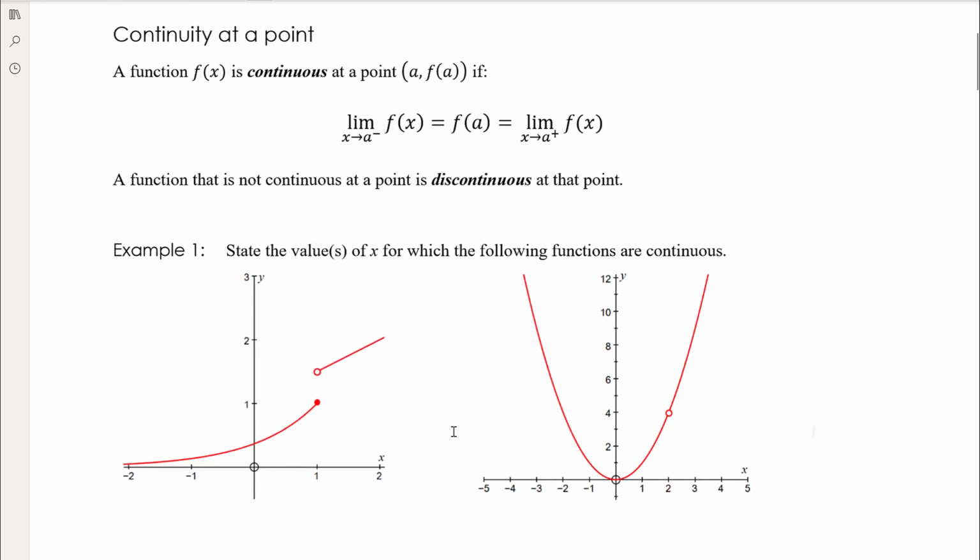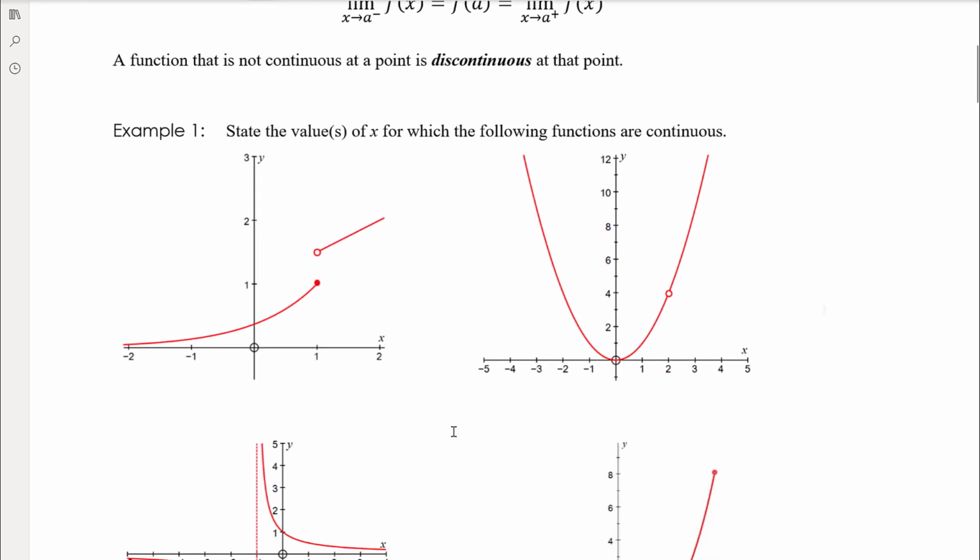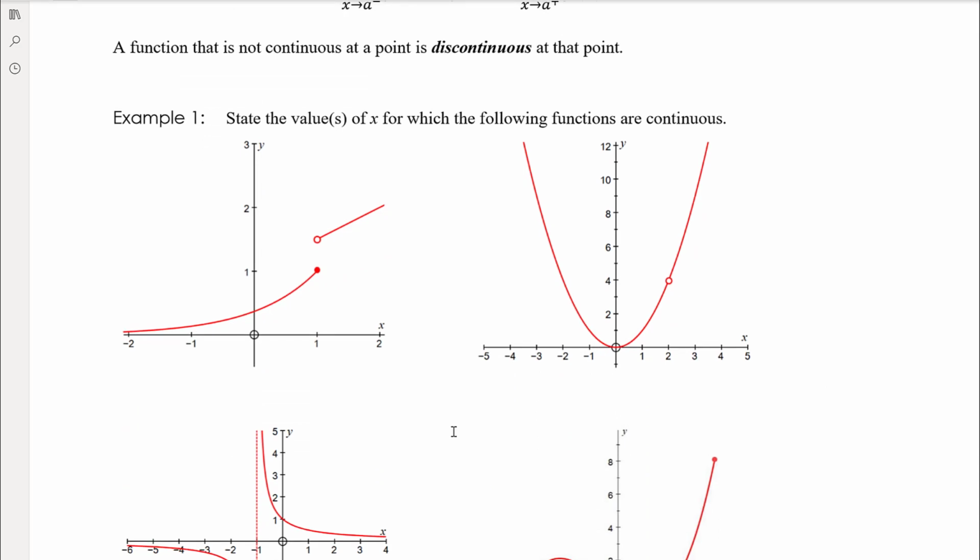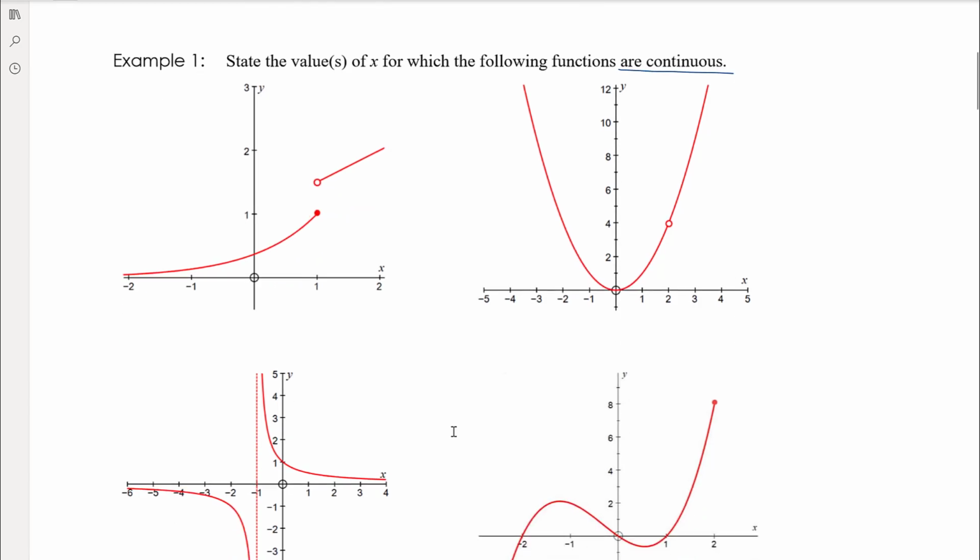So let's have a look at these graphs here. Example 1: state the value or values of x for which the following functions are continuous. So we want to state the range of values where the functions are continuous. For example 1, we've clearly got a discontinuity when x equals 1. So this would be continuous for x is an element of all the real numbers except for 1. That would be a point where I would need to lift my pen.